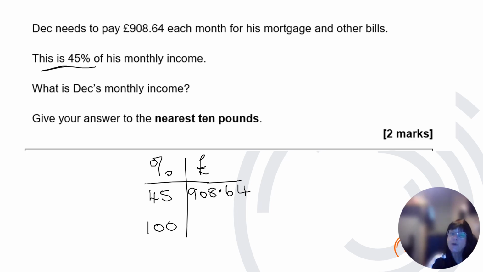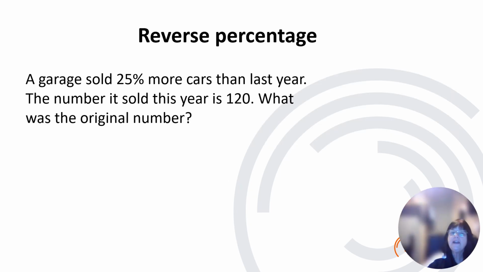So what did you get? Divide by the number above, multiply across, gives me his monthly income is £2,019.20. Hopefully we're all agreeing on that. So finally, what I wanted to do is just do a few more of these reverse percentages just to make sure that you've got this.